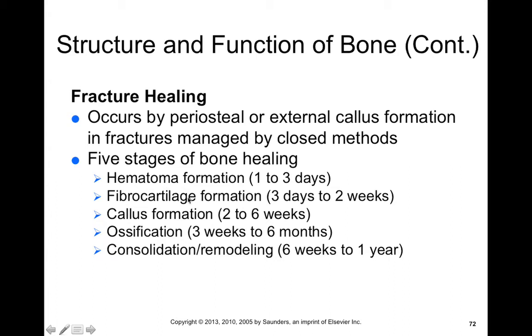After that, we find that fibrocartilage is what replaces that clot or hematoma. And this occurs within about 3 days to 2 weeks. Now, what happens next is that cartilage is slowly turned into bone through a process of ossification. And this occurs weeks after the break and months after the break. And that's basically where you're converting this fibrocartilage to bone. And then over the course of years, we get consolidation remodeling where the bone is essentially shaped and formed in a way that best suits how that bone is used. But that's more of a long-term effect, and this could be years.